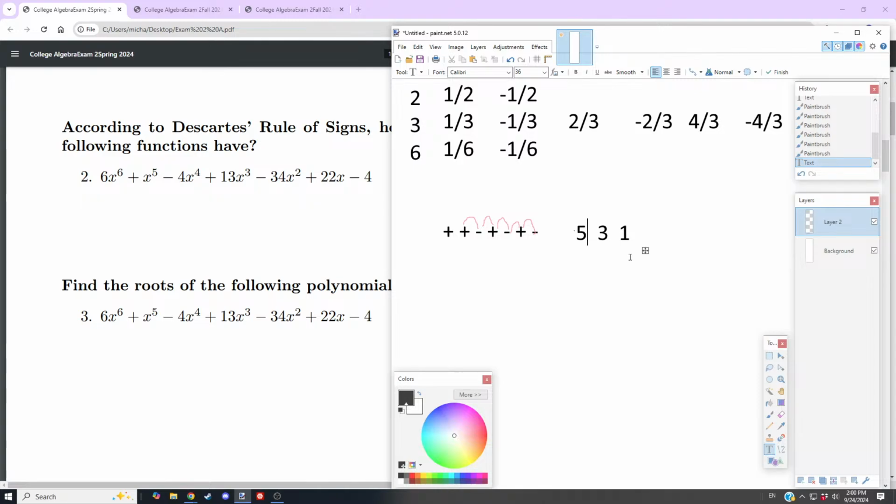Now, the first misconception about Descartes' rule of signs is it does not tell you what the roots are. The next misconception is it does not tell you how many roots. It tells you these are the possible number of positive roots. So it's not that there are 5 positive roots, it's that there could be. Or there could be 3, or there could be 1, but no other possibilities exist.